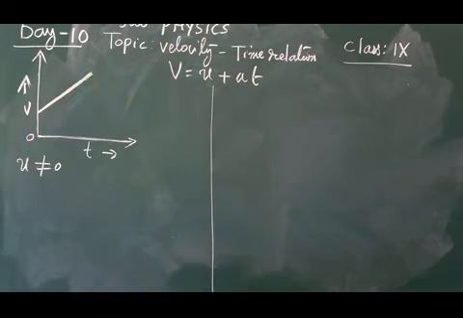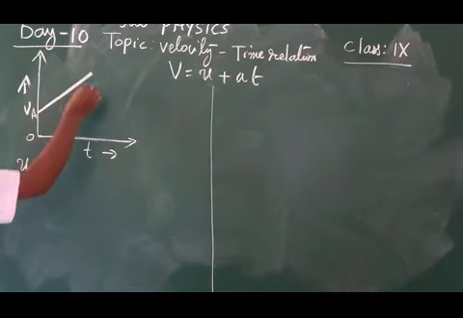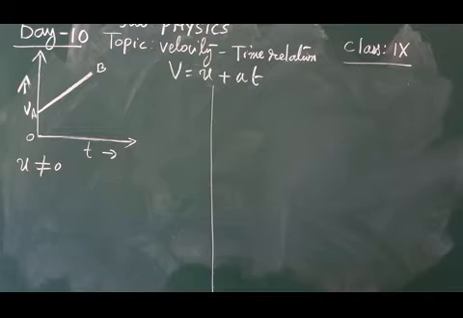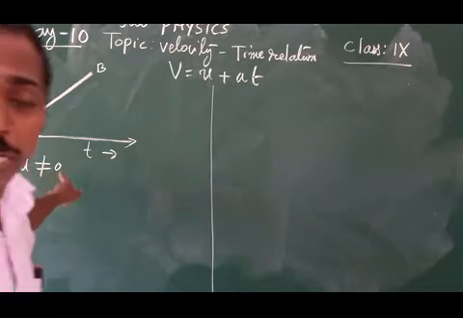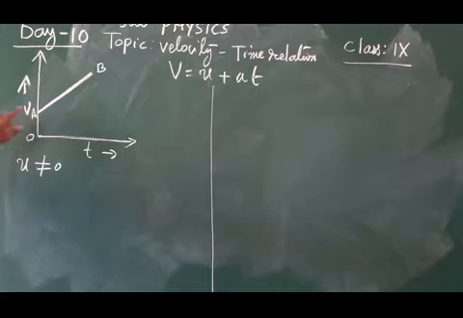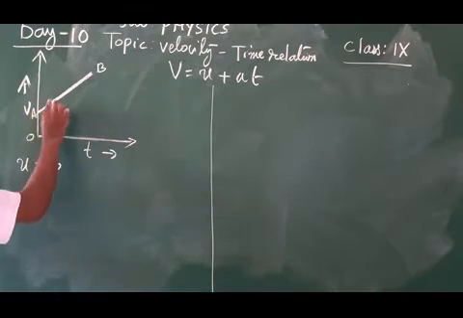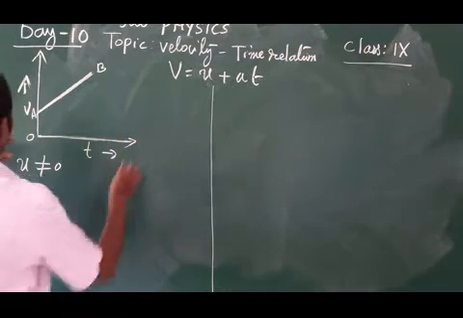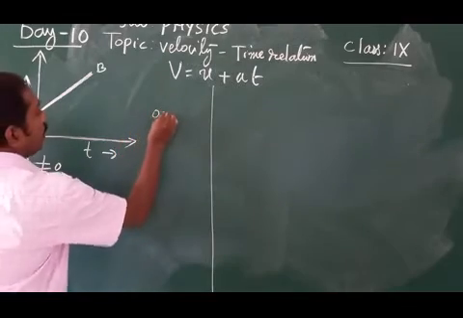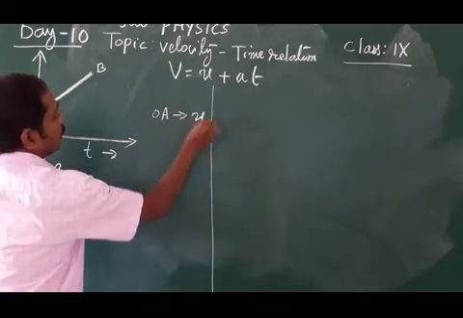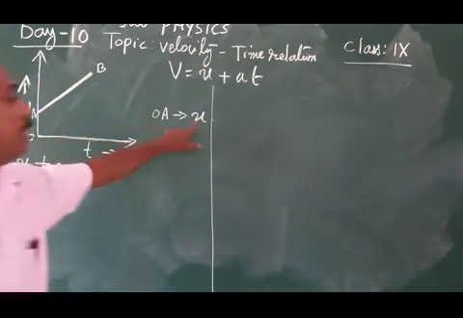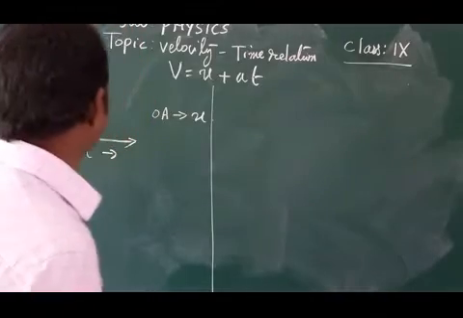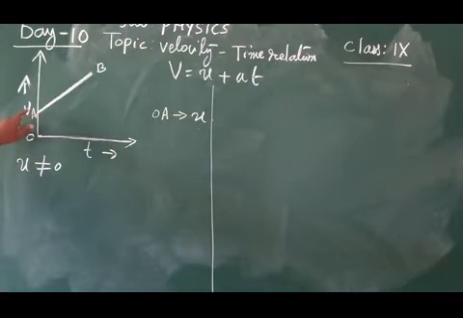So this represents graph AB. AB is the graph we have. Here the initial velocity is not equal to zero, so it starts from A only. Then OA, from O to A, is the initial velocity.